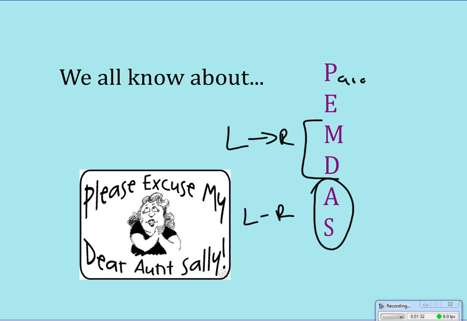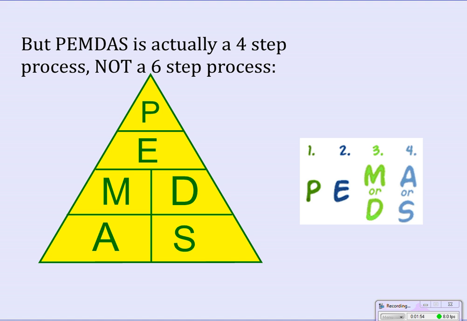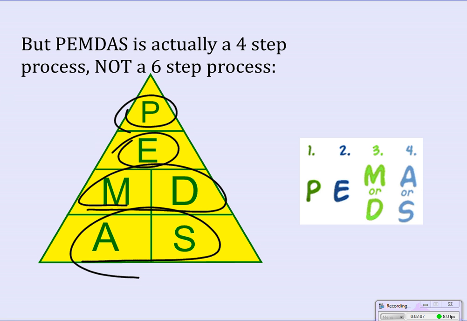So P is parentheses, E is exponents, M and D obviously multiply, divide, add, subtract. That's what you're looking at. Okay, that's all you're doing. Now, it's actually a four-step process, not a six-step process, kind of what we talked about. Parentheses first, get rid of those. Exponents second, multiply, divide at the same time, add, subtract at the same time.